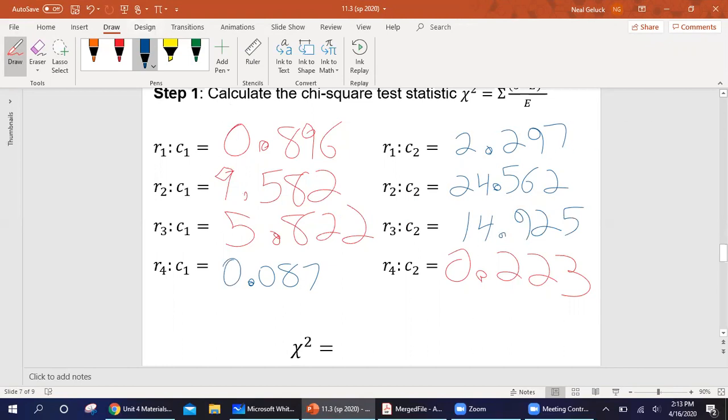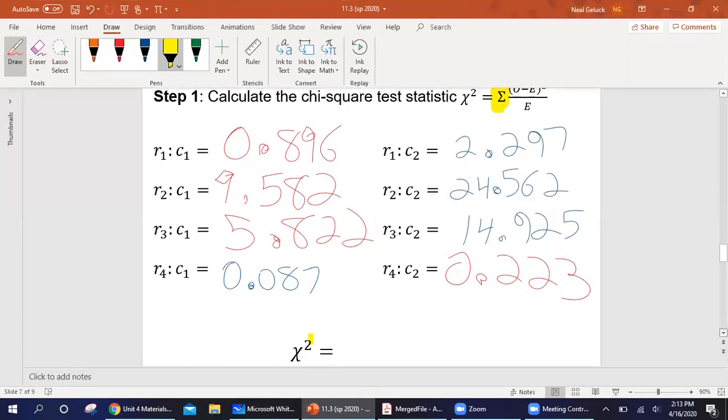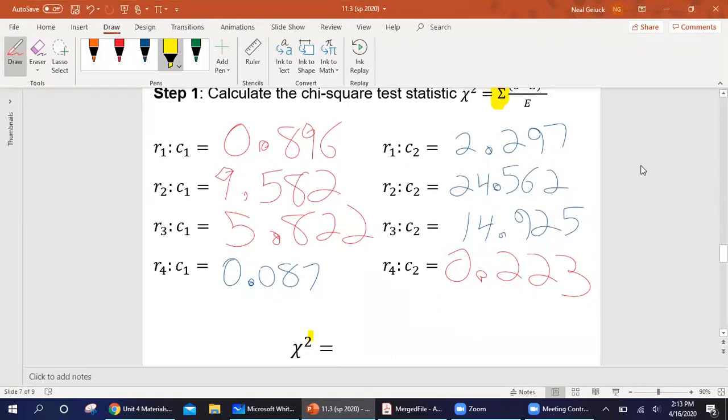Okay, so those are the individual values. I'm going to now sum those up to get my actual chi-square value, which if I add those up, so I'd be adding all these up, you should get a chi-square value of about 58.394. That's my chi-square.